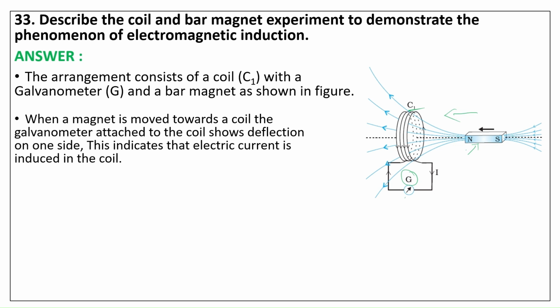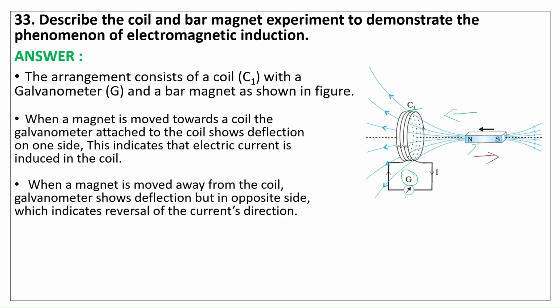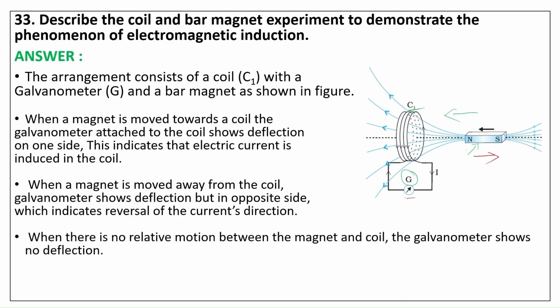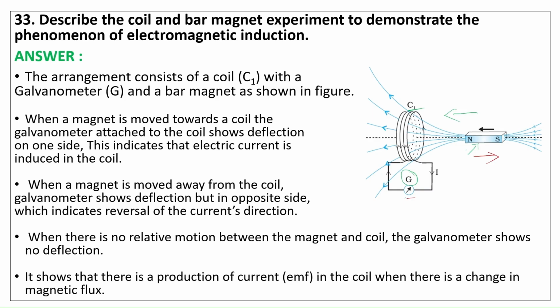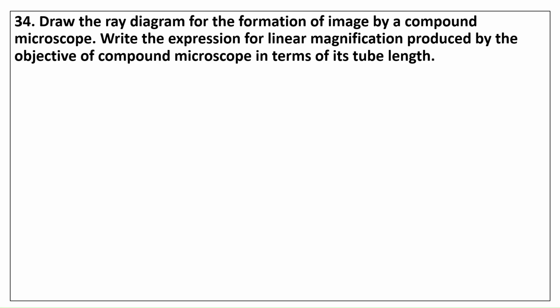On one side, this indicates that electric current is induced in the coil. When a magnet is moved away from the coil, the galvanometer shows deflection but on the opposite side, which indicates reversal of the current's direction. When there is no relative motion between the magnet and coil, the galvanometer shows no deflection. It shows that there is a production of current, EMF, in the coil when there is a change in magnetic flux.